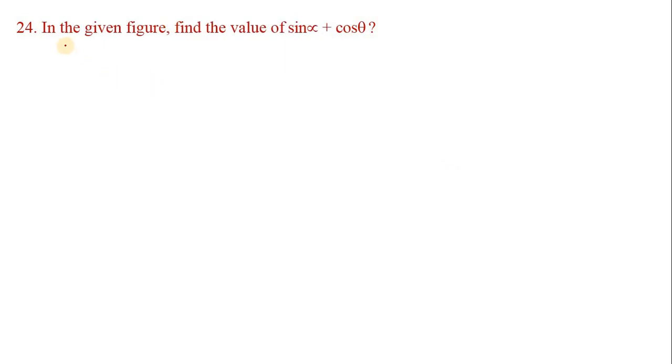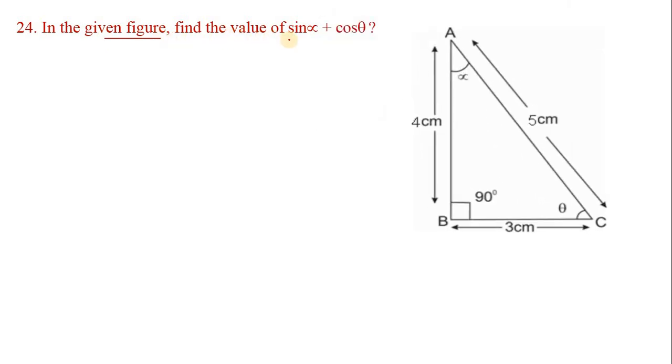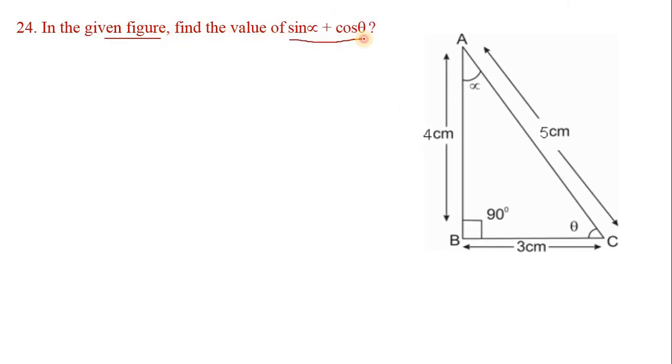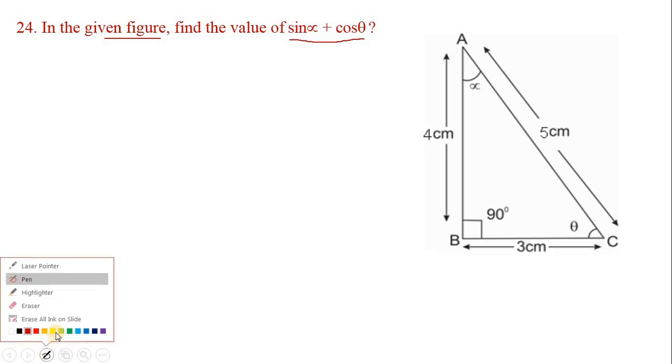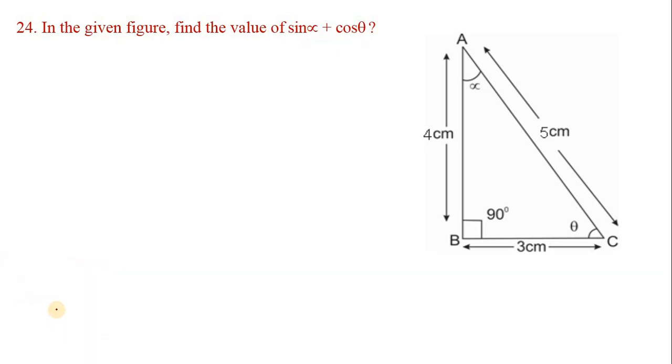Next, let us move on to the last problem of 2 marks. In the given figure, find the value of sin alpha plus cos theta. This problem is from trigonometry. So first let us find the sin alpha value. Where is alpha? Alpha is here. Hence, alpha is the reference angle.